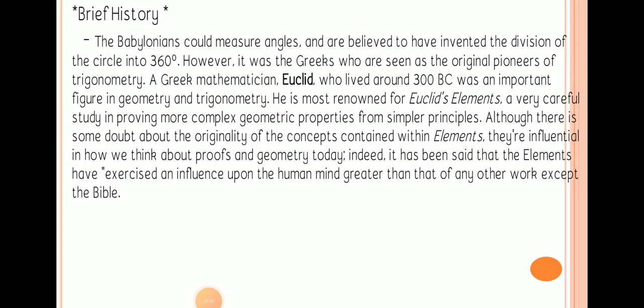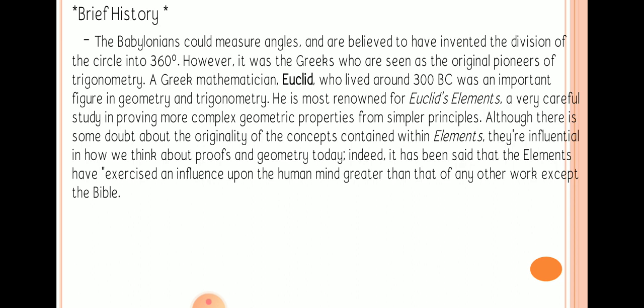Right triangle trigonometry. Brief history. The Babylonians could measure angles and are believed to have invented the division of the circle into 360 degrees. However, it was the Greeks who are seen as the original pioneers of trigonometry.